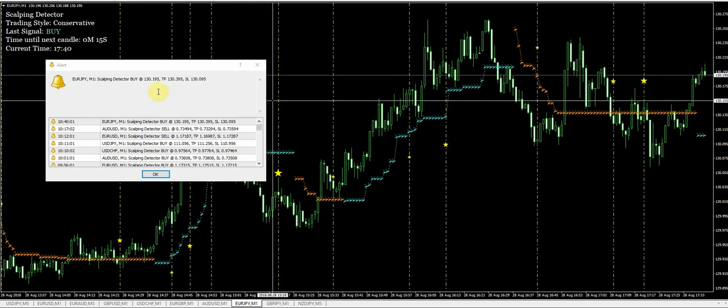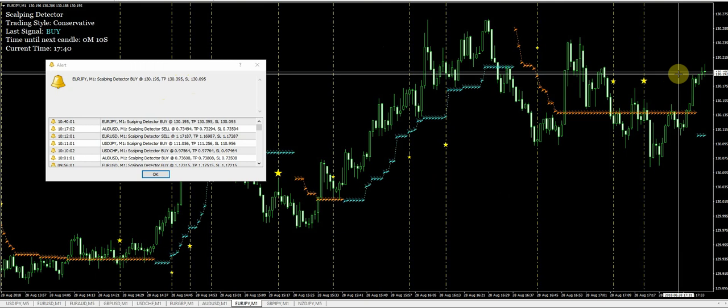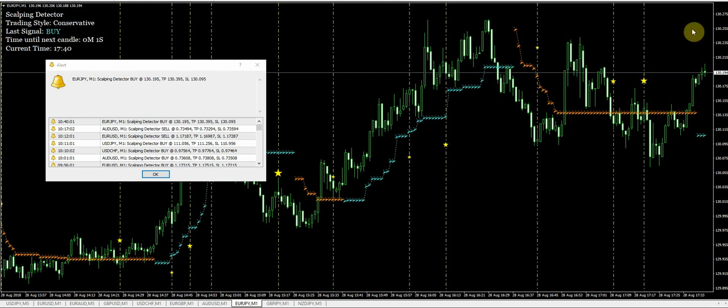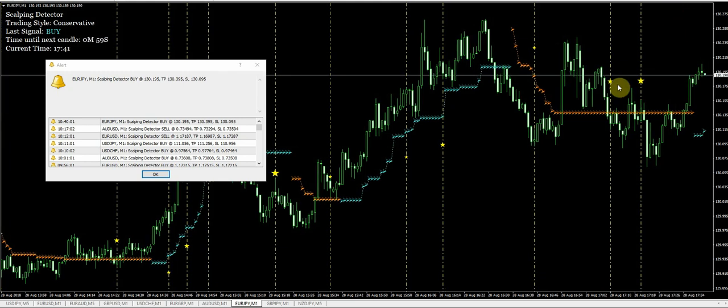All right, our stop is going to be 130.095. So right there, and the take profit is going to be 130.395. All right, so a little ways up there. All right, I think we're going to go ahead and look at taking this trade here.